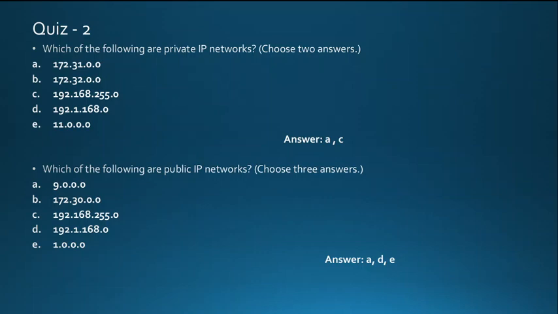But which of the following are public IP addresses? We have to choose three answers now. Of course, it will be 9.0.0.0, as you said in the last lecture, and it will be 192.1.168.0 and 1.0.0.0, which is the first one.